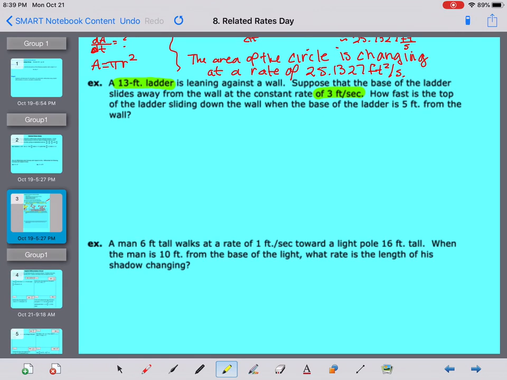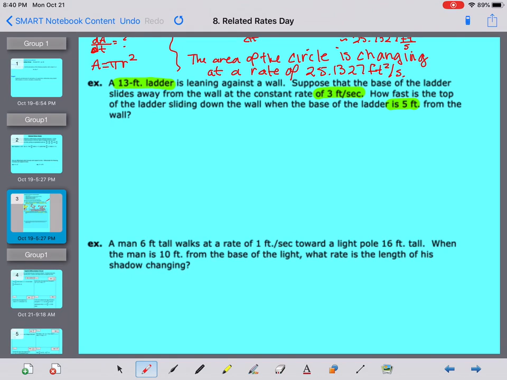How fast is the top of the ladder sliding down when the base of the ladder is 5 feet? It's kind of hard to figure out what this is. So this is a case where I'm going to definitely draw a picture to model the situation. And then this is also going to help me assign some variables, because the equation might not be really evident from just looking at the picture.